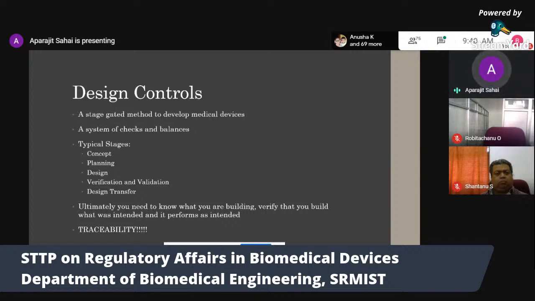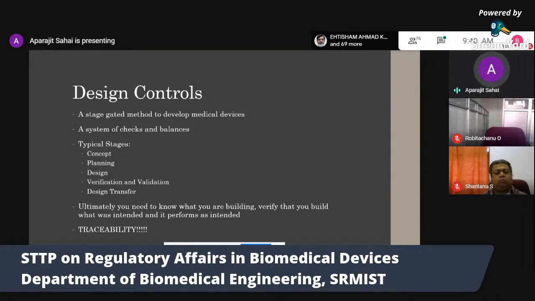Then in the next phase, which is verification and validation, in verification, you make sure that you meet all the product requirements that you had set out originally, and the device is meeting all those requirements. So essentially, you've built the thing correctly. And then we talk about validation, which is making sure that the device is doing what it's intended to do. So verification is making sure that you built what is correct, and validation is making sure that the device is doing what it's intended to do.